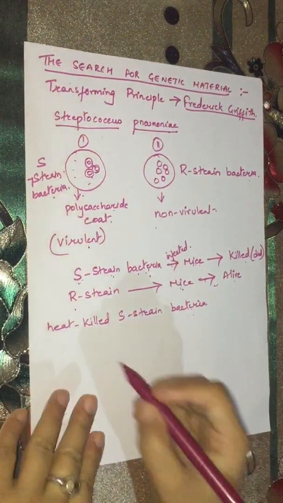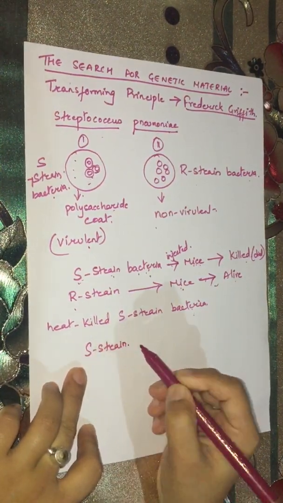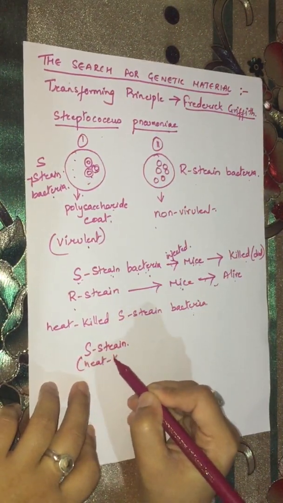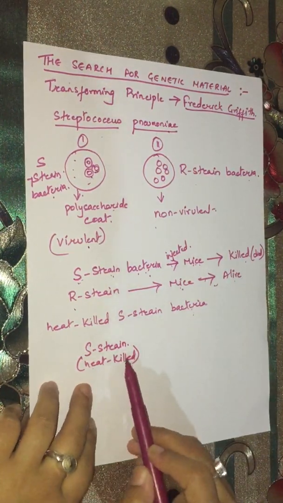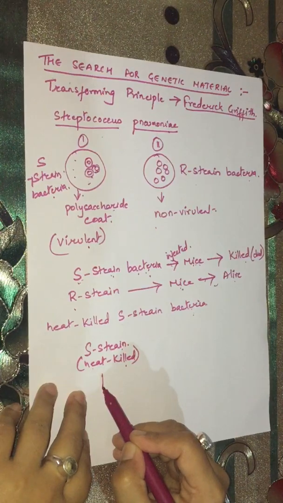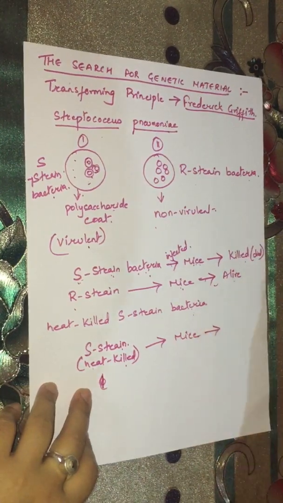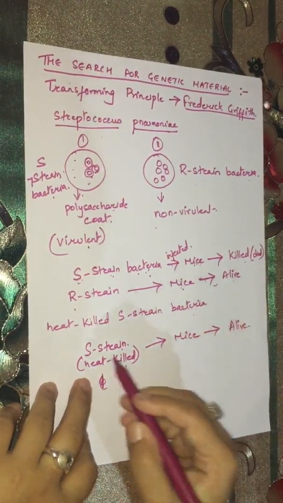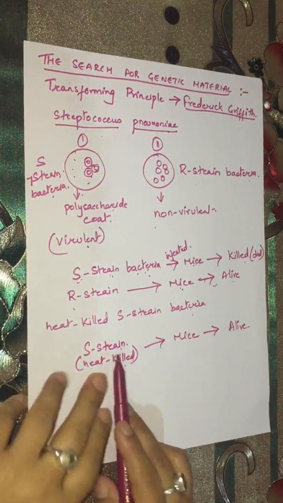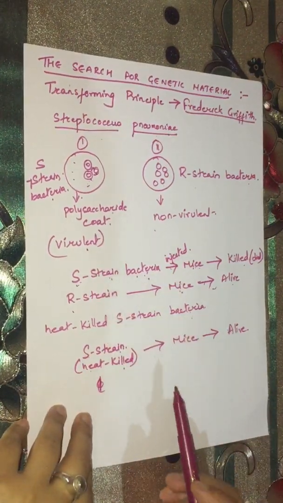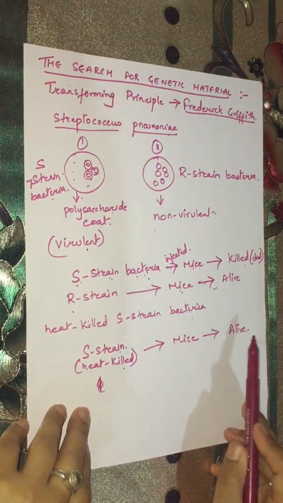Now then he injected S strain bacteria which was heat killed. That means the dead bacteria. The bacteria which was already dead because it was heat killed. The dead S strain bacteria, he injected to mice. Now mice was alive. Why? Because the S strain bacteria was not live, it was dead. So it was dead, that's why it was not virulent anymore.